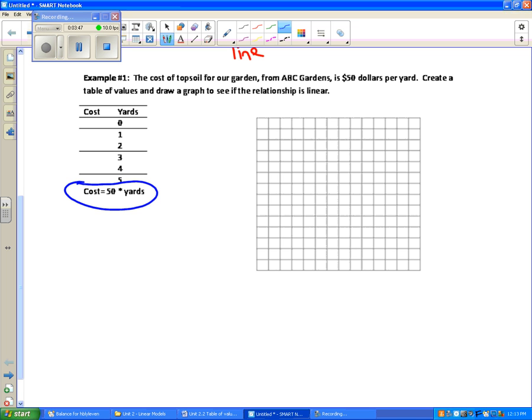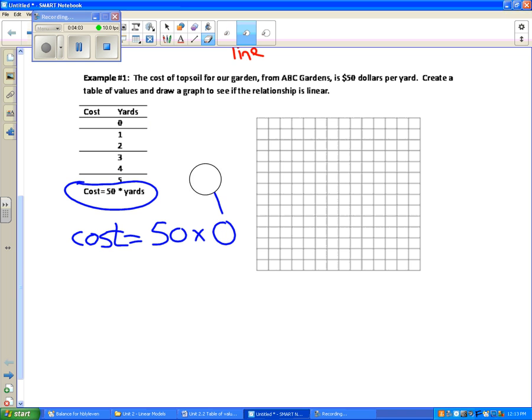So my cost equals 50 times 0, because in the first case, I'm buying 0 yards. I just want to graph that and see what my cost is going to be. We know that anything times 0 is 0. And that makes sense. I'm not buying any dirt. I'm not buying any topsoil.